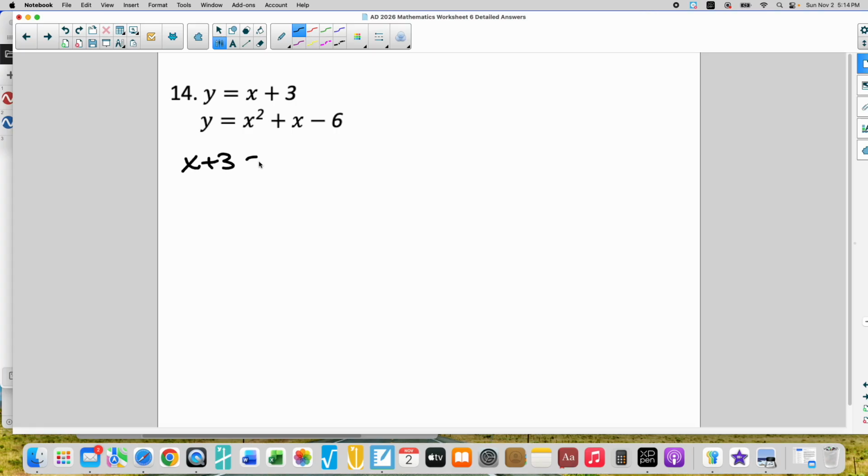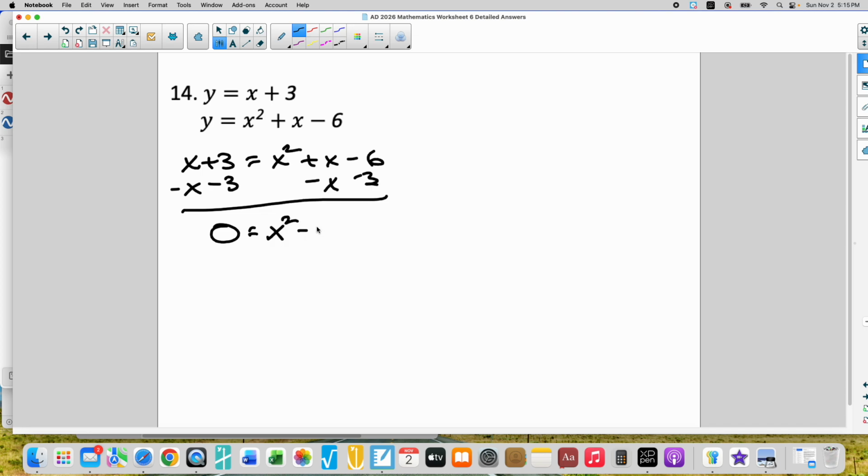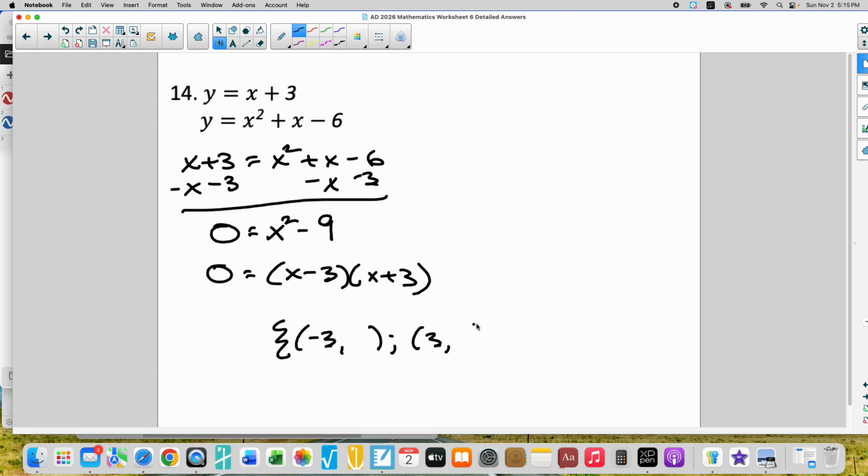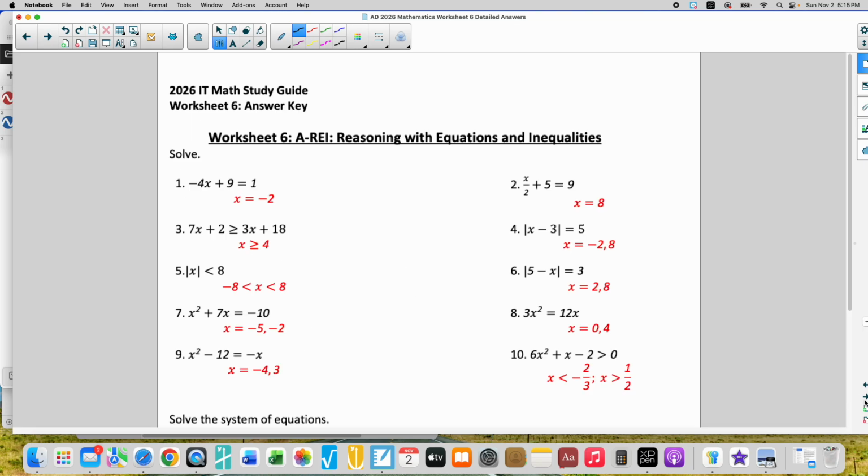Same thing. X plus 3 equals x squared plus x minus 6 minus x minus 3. 0 equals x squared minus 9. This is the difference of squares. Two terms, subtraction, both are perfect squares. You get conjugates. So my solutions for my x's are going to be negative 3 and 3. Let's plug them in. That gives you 0. That gives you 6. And those are your solutions. That's how fast you can do those problems. That's the cool thing.